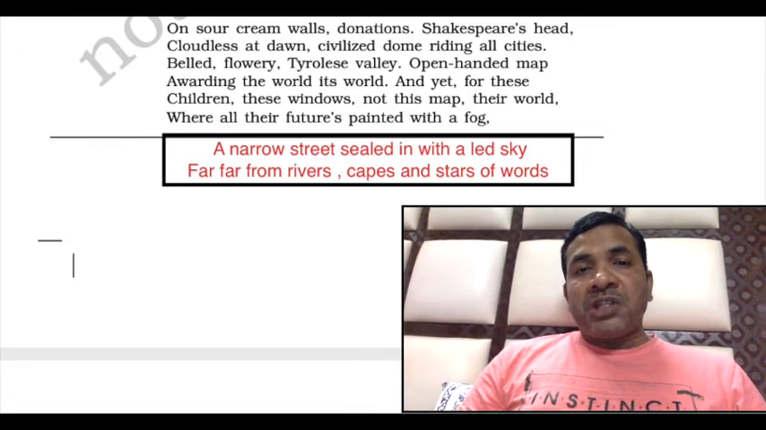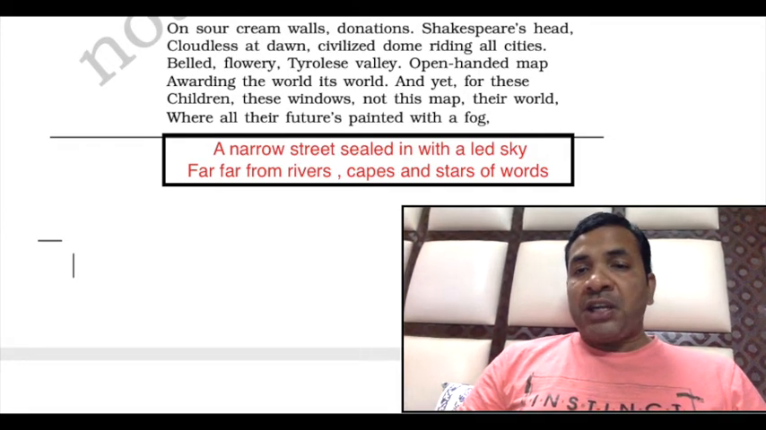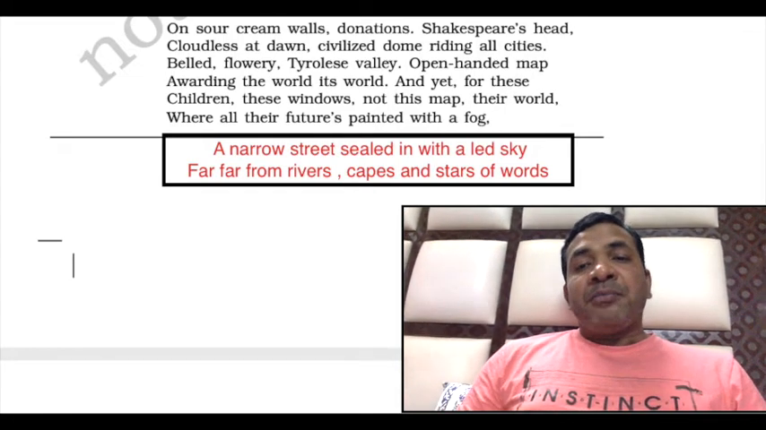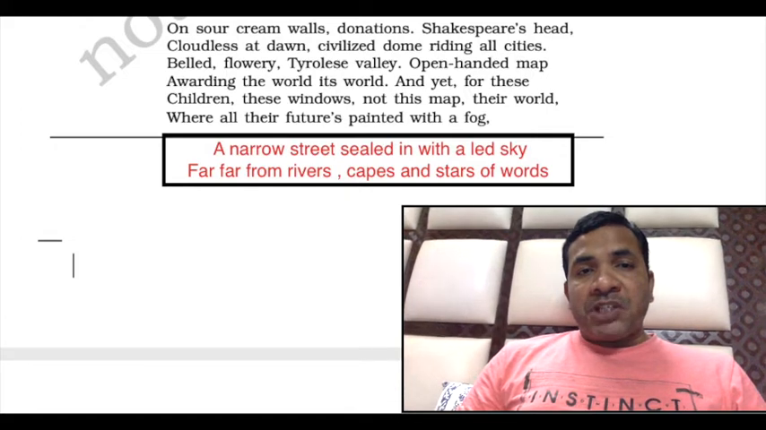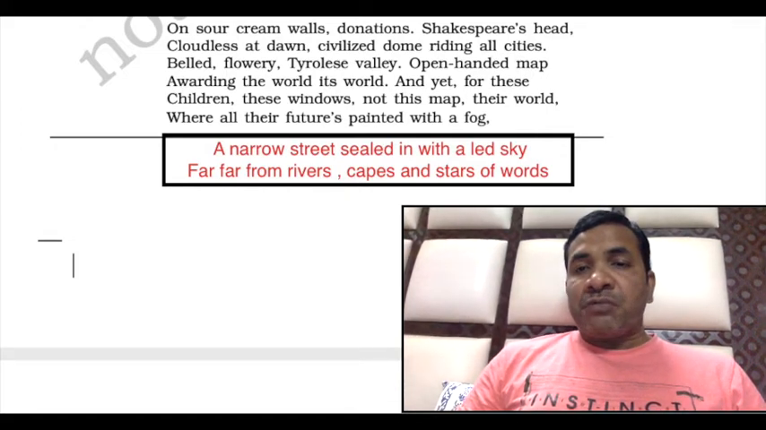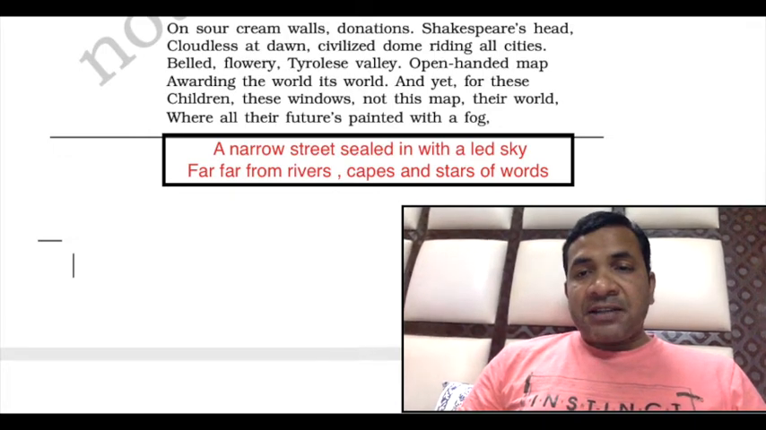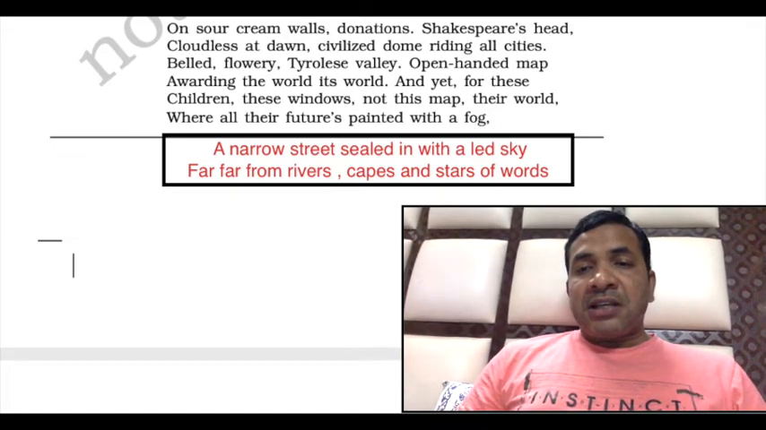Where all their future is painted with a fog. That in their life, there is only fog. There is only dullness. There is only a kind of unclarity prevailing around. If you want to go somewhere and the weather is foggy, you would not be able to see to a distance. And that is how the circumstances are in the life of these children, that for them also everything is painted with a fog, that their vision is not clear.